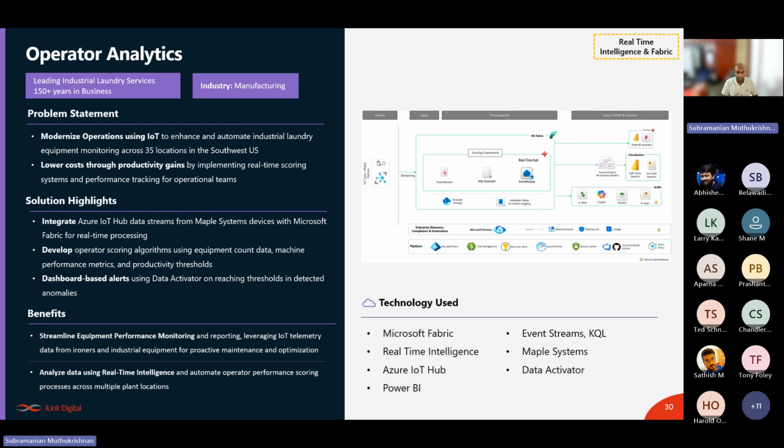Customers are also able to analyze the data in real time and act upon the performance scoring across all the plant locations.